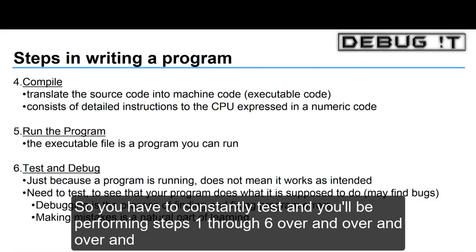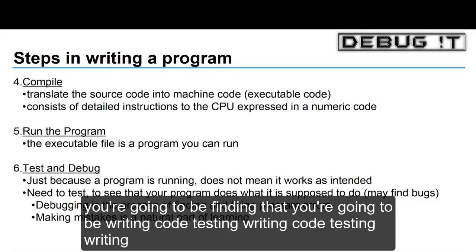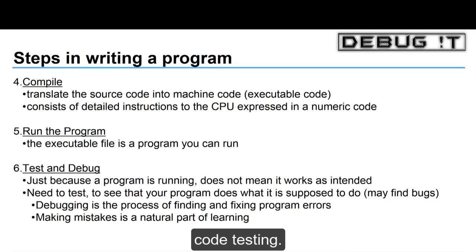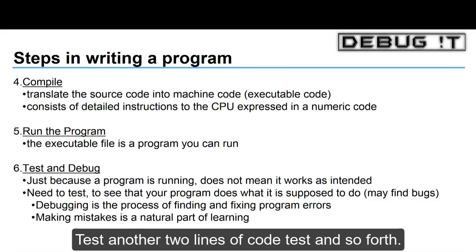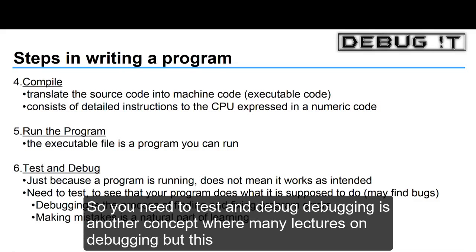And you'll be performing steps 1 through 6 over and over and over again. You're going to be finding that you're writing code, testing, writing code, testing, writing code, testing. And typically when you do this, you want to do it in very small chunks. You want to write 2 lines of code, test, another 2 lines of code, test, and so forth. So you need to test and debug.